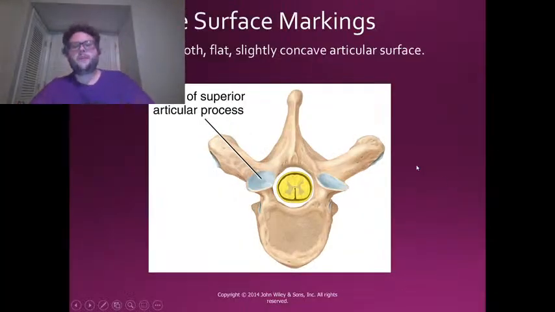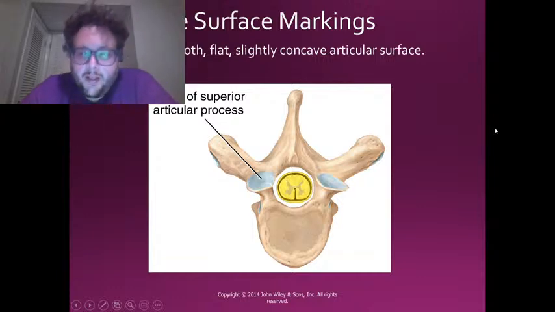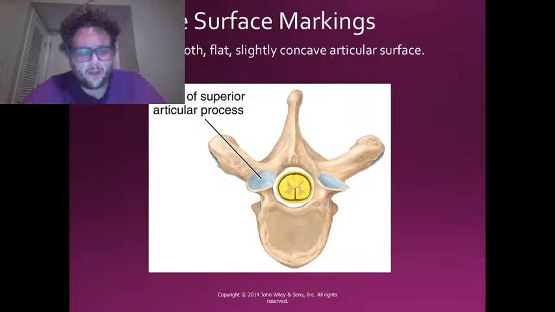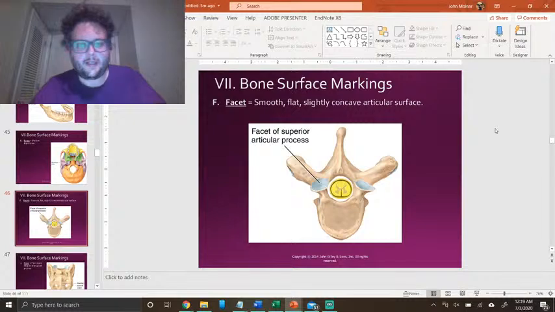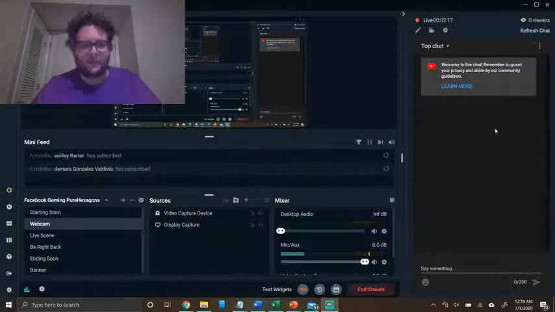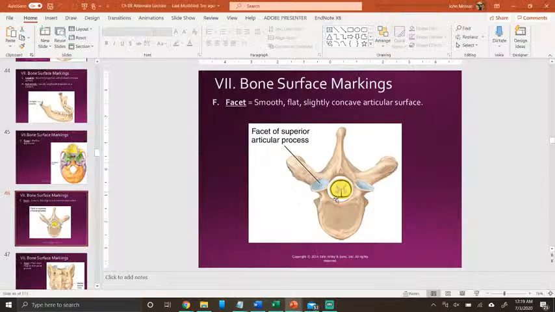All right. So we covered the cranium and the skull in depth. And actually, let me back out here and make sure that you can see the slides. Okay.